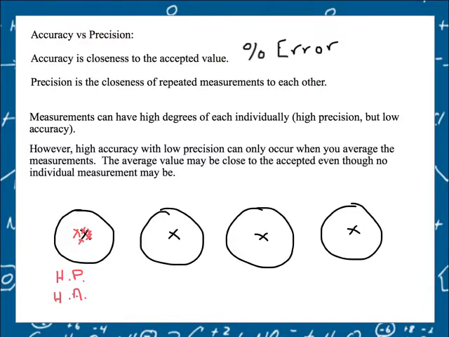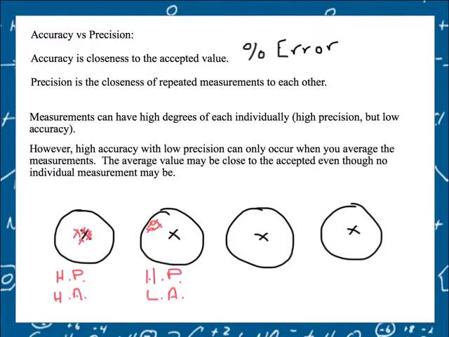Next situation, say you get this. Again, we've got high precision because my data points are all close to each other, but they're not close to the accepted value. So I would have low accuracy. And in the real world, this is not too bad because this means that you've got good technique and good equipment. Your data points are all close to each other. We just need to maybe recalibrate things to bring it onto the accepted value.